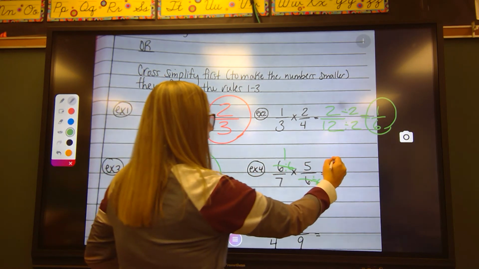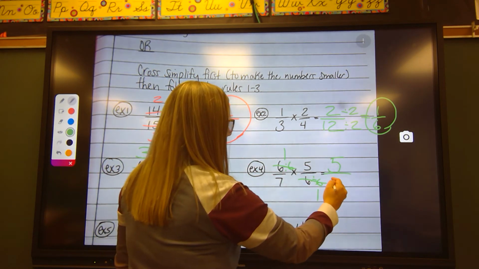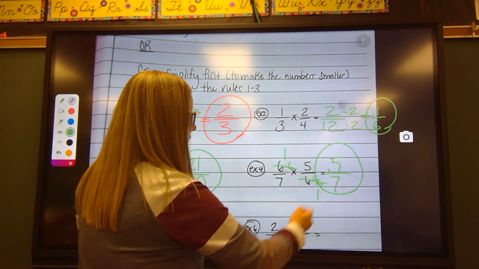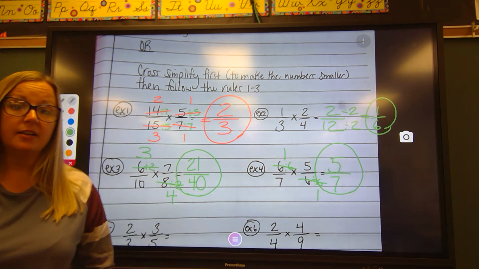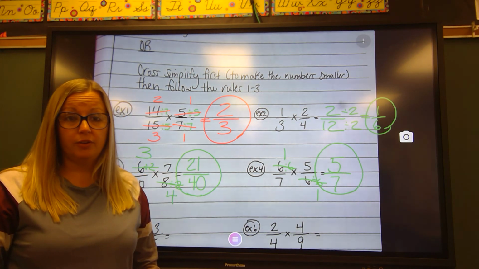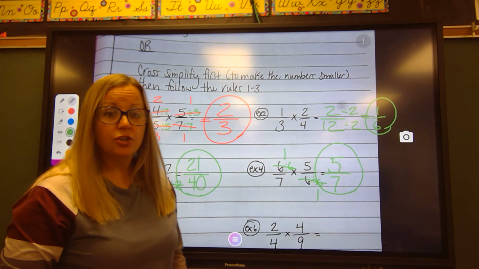Top times top is 5. Bottom times bottom is 7. Done. That's faster than getting 30 over 42 and having to try to reduce that. It's just a little bit easier. You could do it that way. You could do 30 over 42 and then reduce. So go ahead and try some on your own.